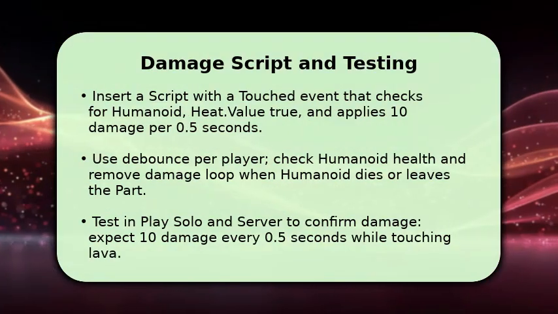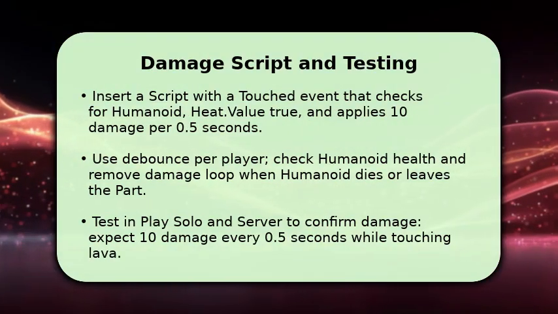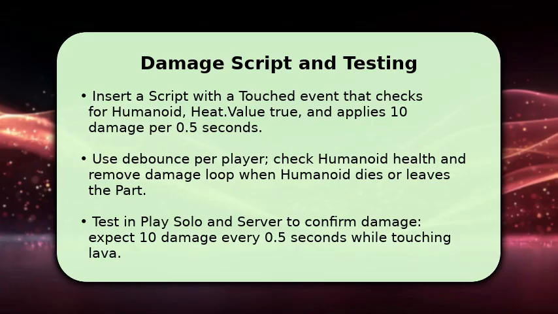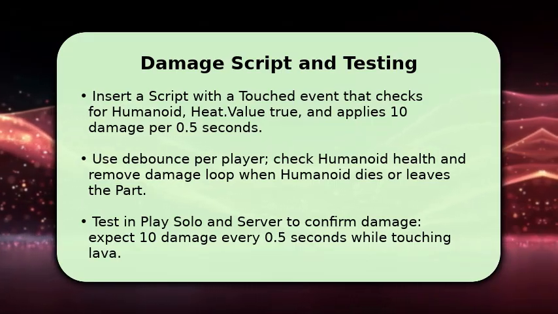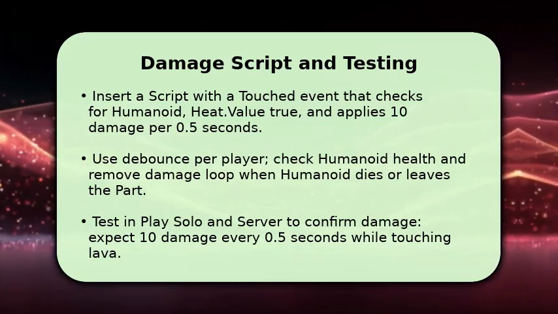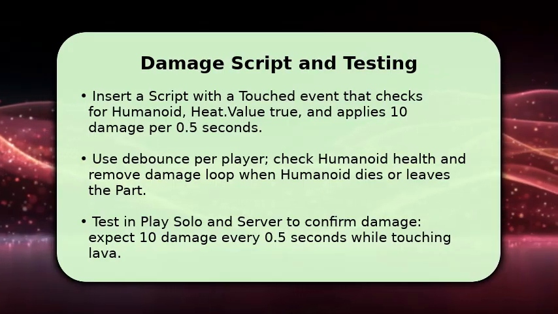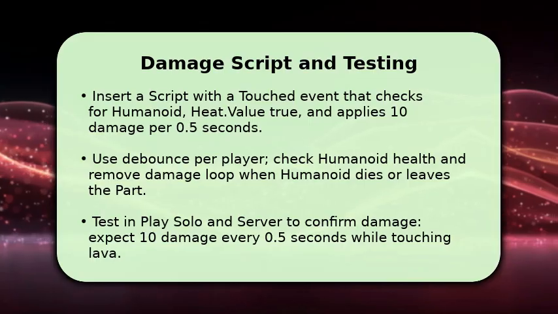Add a script child of the lava brick with a touched connection that first verifies the touched parent has a humanoid and the part contains heat with value true. Use a table to debounce by player and run a loop that applies 10 damage every 0.5 seconds while the player remains touching.